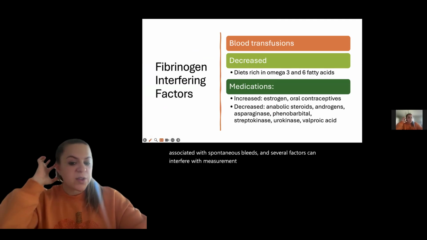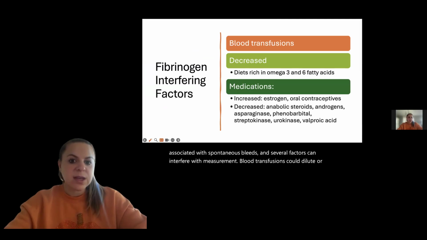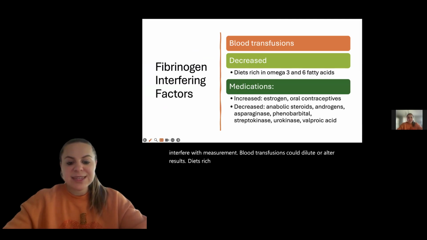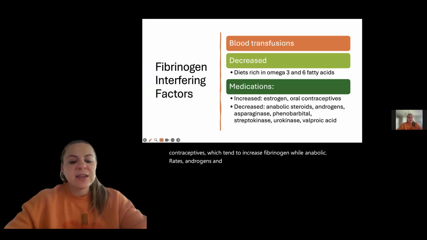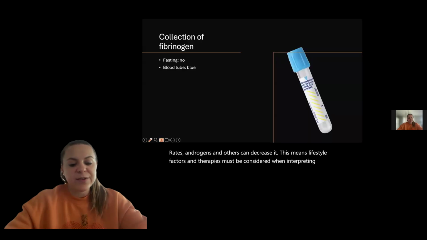Blood transfusions could dilute or alter results. Diets rich in omega-3s or 6s can reduce fibrinogen levels. Certain meds also influence results, like estrogen and oral contraceptives, which tend to increase fibrinogen, while anabolic steroids, androgens, and others can decrease it. This means lifestyle factors and therapies must be considered when interpreting these levels.